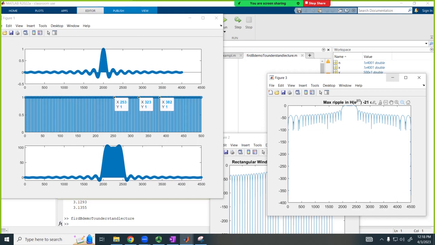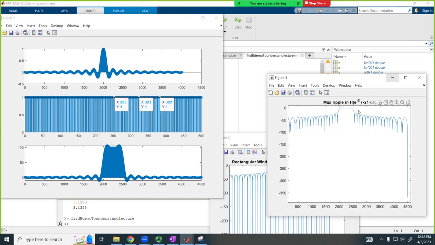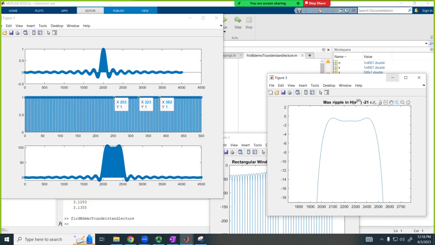Just like there is a tiny ripple in here, all of them will have a tiny ripple at the transition from the stop band to the pass band. And again, this is what we see in here, because it's in dB, so it gets smaller. Any questions? Thank you, everybody.